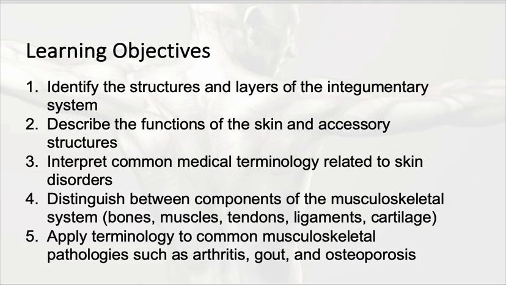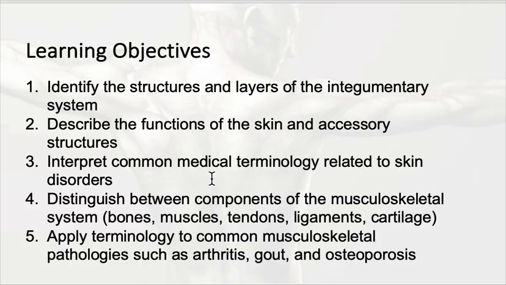Now, for learning objectives, we are going to identify the structures and layers of the integumentary system. The integumentary system includes the skin and accessory structures that support the functions of the skin. We are going to discuss some of the anatomy and also the physiology, or the functional aspects, of the skin. And then, of course, we'll talk about some skin disorders and skin conditions and the pathophysiology behind them.